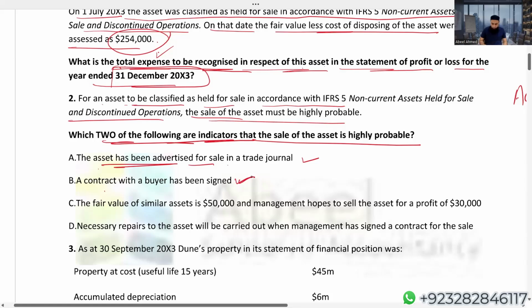Perfect. The fair value of a similar asset is 50,000 and management hopes to sell the asset for a profit of 30. If you are quoting a price which is not a reasonable price, then it means the IFRS 5 criteria is not met. So what else? The asset needs necessary repair, and after that you will be able to sell. It means your asset is not in an immediate condition to be sold. So logically, A and B represent that sale of your asset is highly probable.